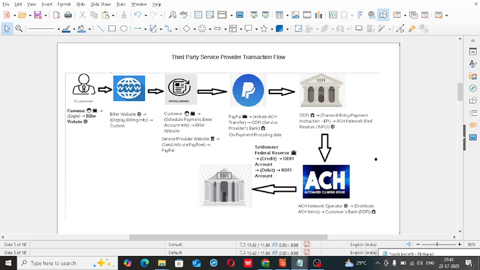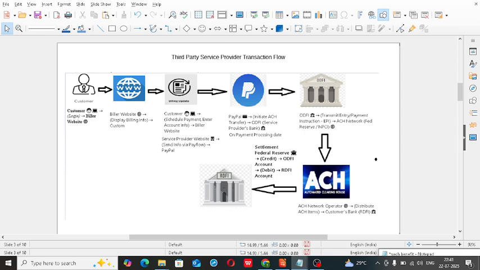This is the transaction flow. One more time I will tell you: the customer logs in to the biller website. The biller website displays the customer's billing details. The customer enters their account number and when they need to make the payment, either manually on the biller website or by uploading a file. After that, the information is transferred to the third-party service provider, PayPal.